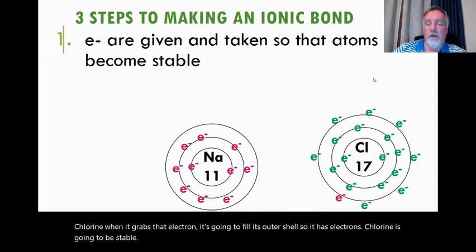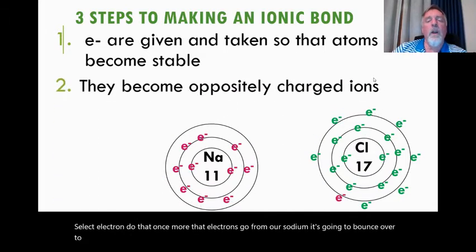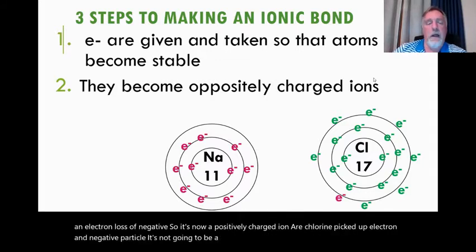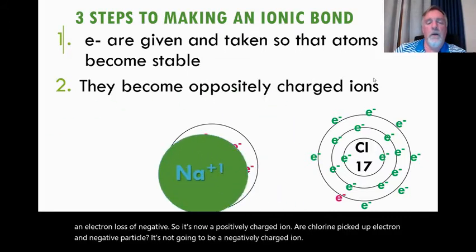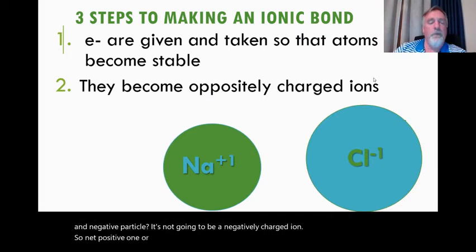Let's do that once more. That electron is going to go from our sodium and bounce over to our chlorine. Now, at this point, we've made 2 oppositely charged ions. Our sodium lost an electron, lost a negative, so it's now a positively charged ion. Our chlorine picked up an electron, a negative particle. It's now a negatively charged ion. Sodium's net positive 1, our chlorine's a negative 1.